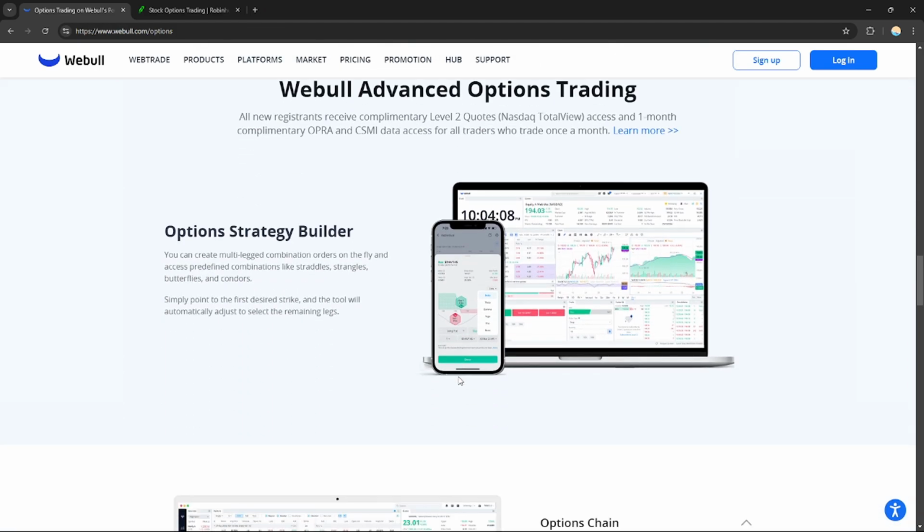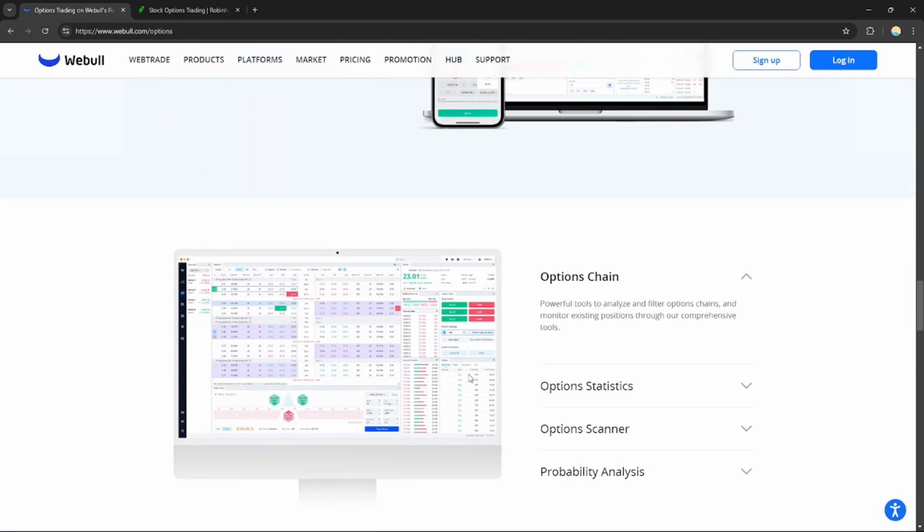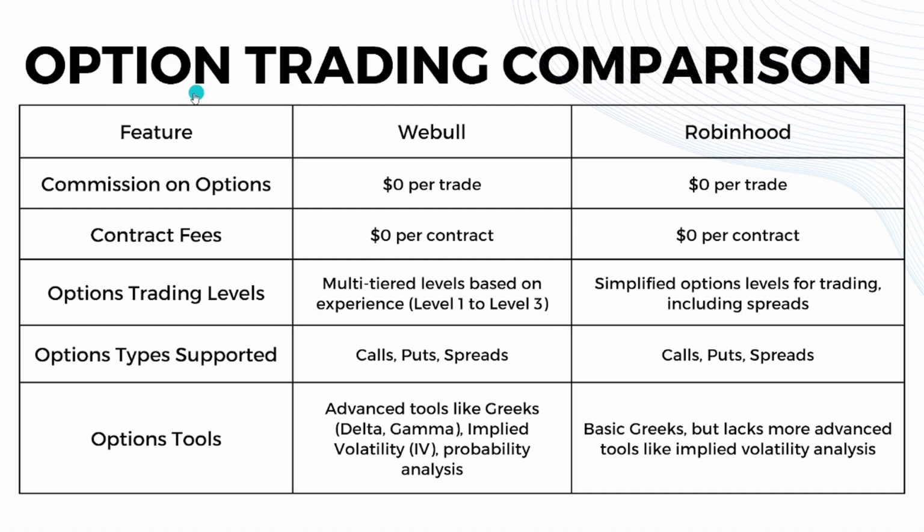So without any further ado, let's get started. Now let's go directly to the options trading feature comparison. When it comes to commission on options, Webull offers $0 per trade. Same thing with Robinhood. When it comes to contract fees, it's the same. Webull and Robinhood offer $0 per contract.